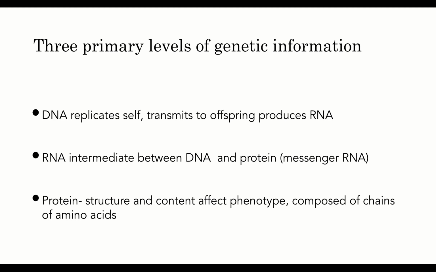There are 3 primary levels of genetic information with different roles. DNA copies itself and can be transmitted to offspring. It also produces RNA. RNA acts as an intermediate between DNA and the production of a protein, instructions for which are encoded in DNA. Unlike DNA, RNA can exit the nucleus and travel into the cell to interact with other organelles. DNA must remain inside the nucleus for protection.